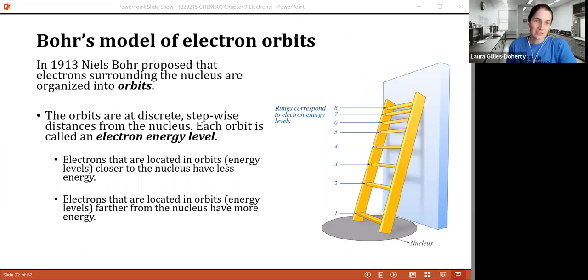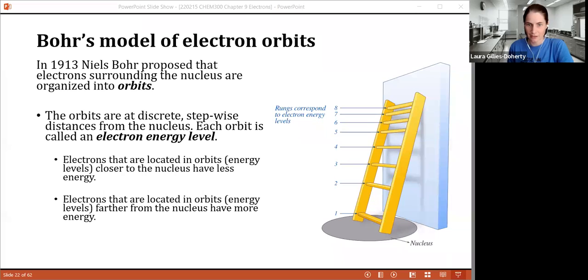So these orbits are at these discrete, specific stepwise distances from the nucleus. And what he said is that each orbit is called an electron energy level. So he connected that where the electrons are located is going to be related to how much energy they have. So he said that electrons that are located in orbits or energy levels closer to the nucleus have less energy.